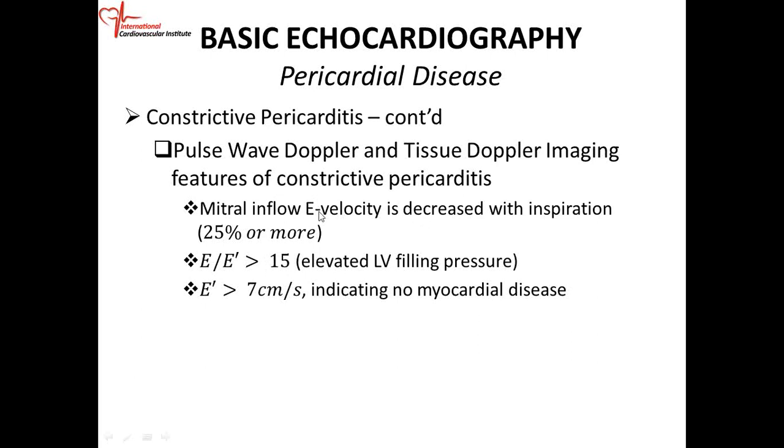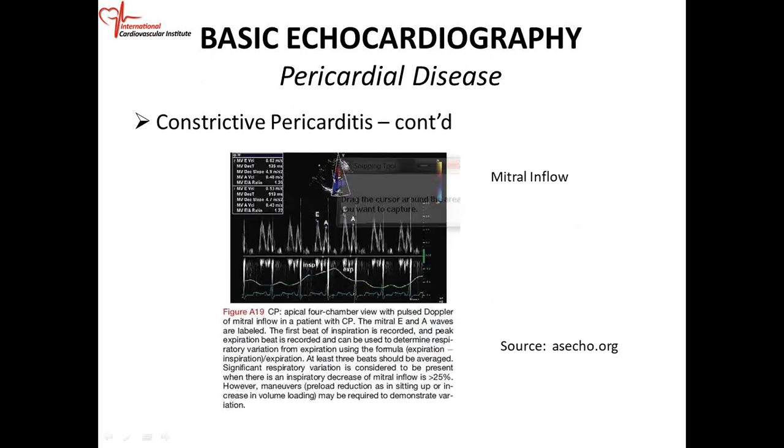So it's not going to distinguish constrictive pericarditis. It's going to help you a little bit. Mitral E decrease with inspiration more than 25%. All right. Elevated E/E prime ratio. The thing that is crucial is your E prime velocity, which is more than 7 centimeters per second, telling you that you're not dealing with a muscle disease. So, you have to think now constrictive pericarditis.